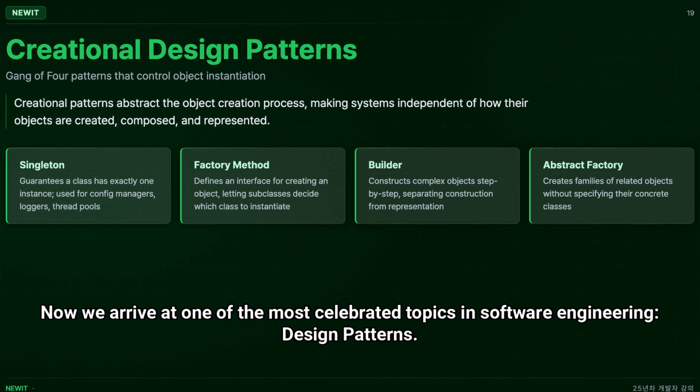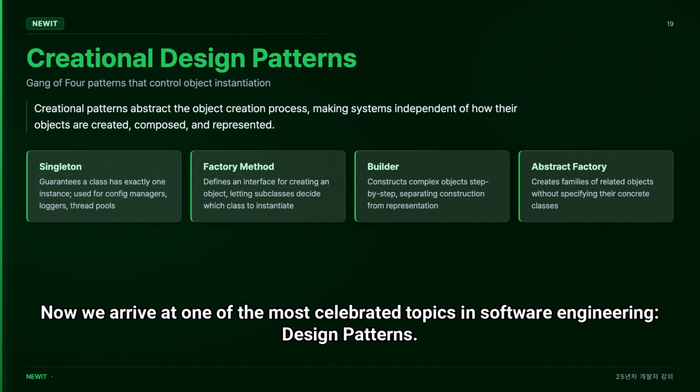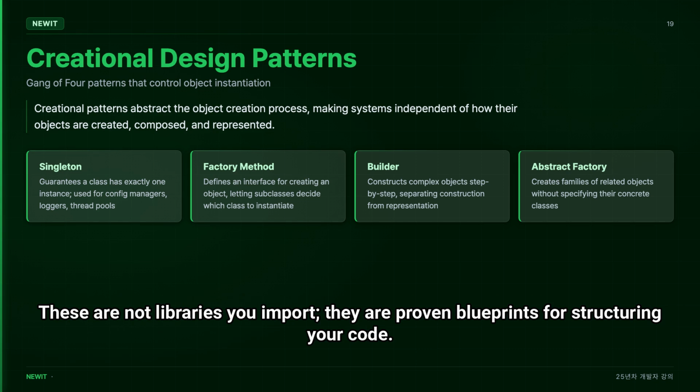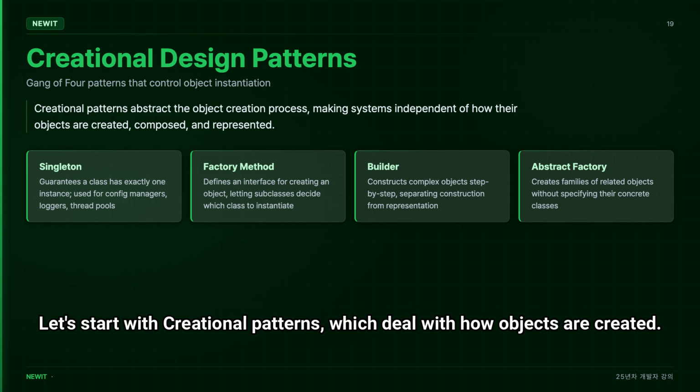Now we arrive at one of the most celebrated topics in software engineering, design patterns. In 1994, four authors, Gamma, Helm, Johnson, and Vlissides, known as the Gang of Four, published a landmark book cataloging 23 reusable solutions to common software design problems. These are not libraries you import, they are proven blueprints for structuring your code. The patterns are grouped into three categories: creational, structural, and behavioral.